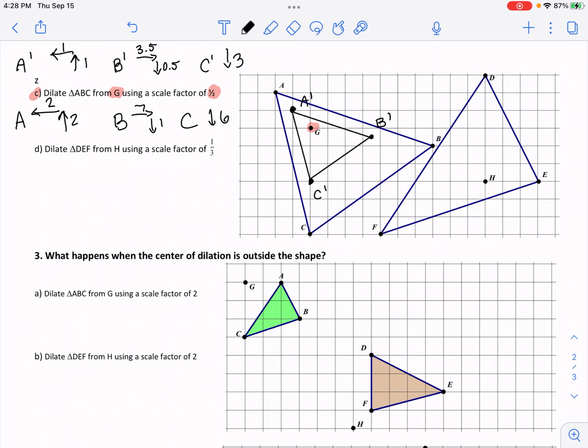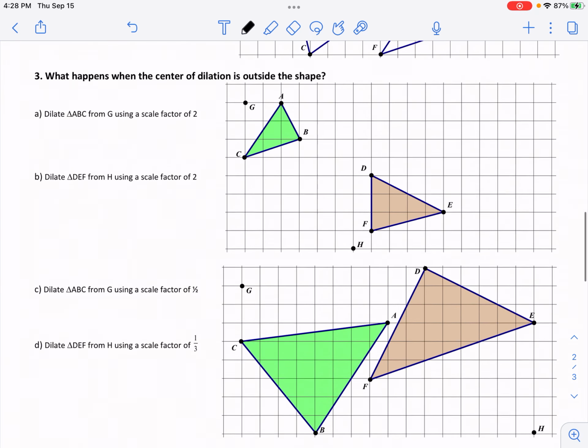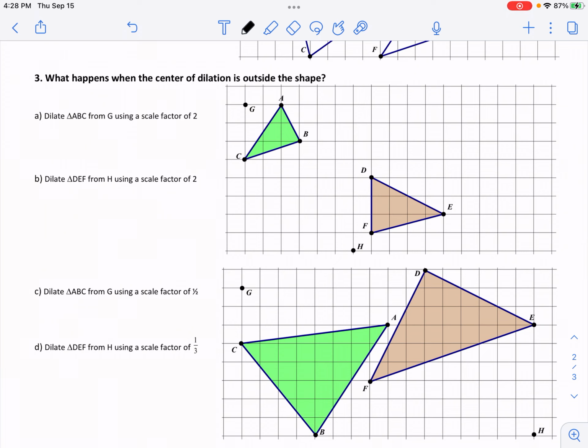Okay. And now moving on to number 3, we have 2 parts in number 3, one with an enlargement, one with a reduction. So the question in this case is a little bit different. What happens when the center of dilation is outside of the shape? Right, same exact process. We're looking at the path, but we can see maybe the differences there. So we're gonna do 3A and 3C.